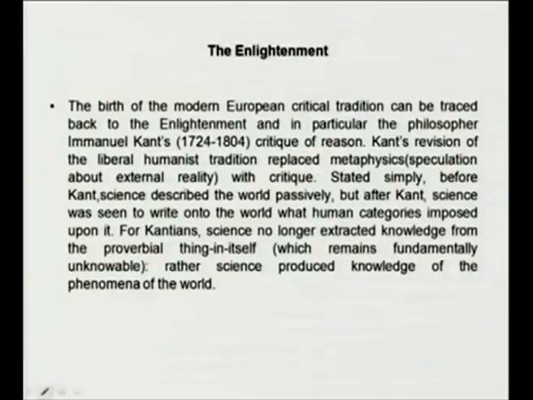Hence, what was happening in literature, what was happening in the history of ideas in Western thought, cohered broadly with the general tendencies of liberal humanist bourgeois thought. It was a newly awakened understanding of what is creative literature. Let us go back to the Enlightenment. When we go to the Enlightenment, we see that the birth of the modern European critical tradition can be traced back to the Enlightenment, and in particular to the philosopher Immanuel Kant's critique of reason.